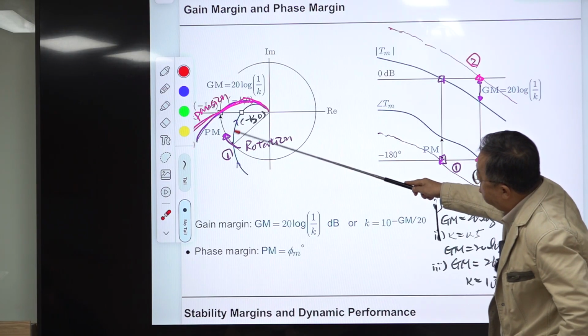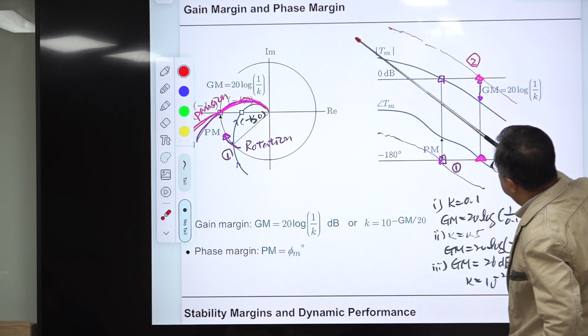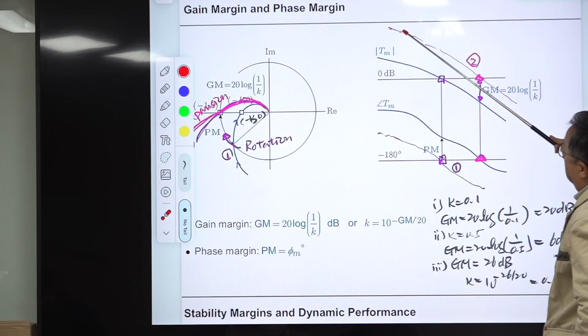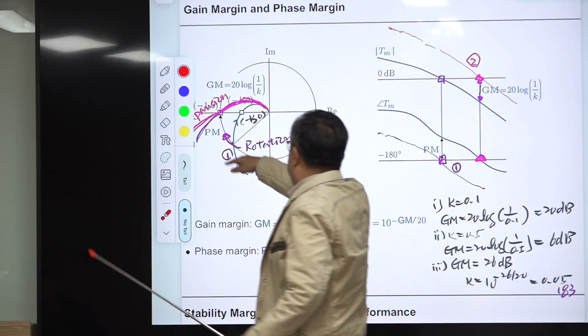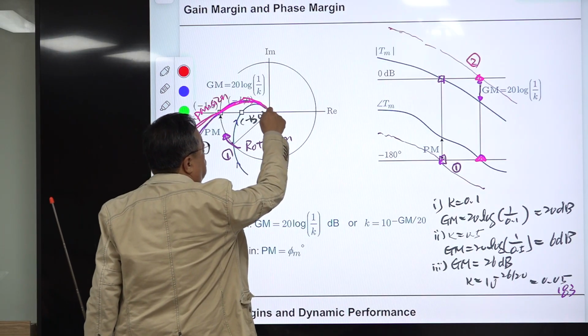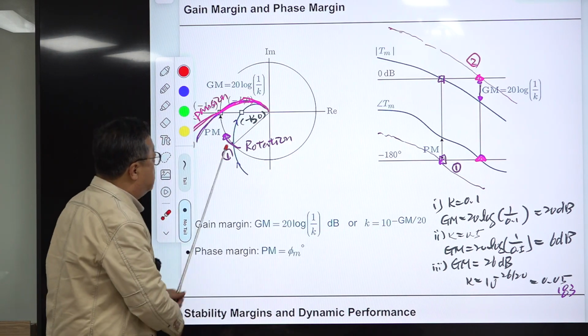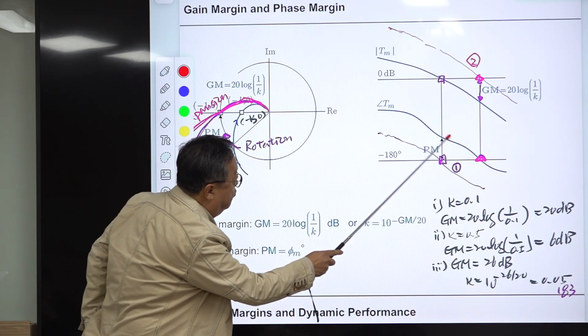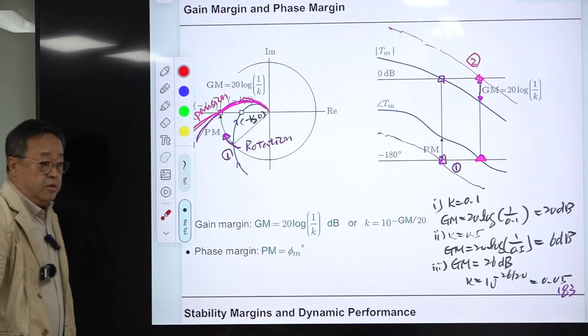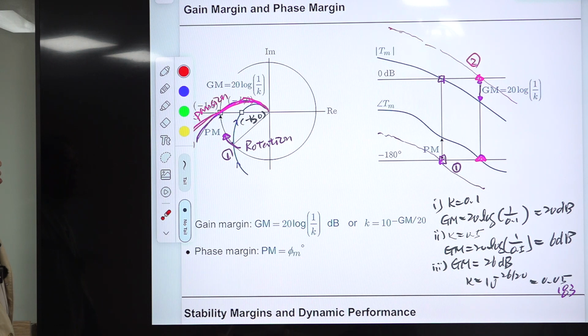So at low frequencies, phase is somewhere here, and the magnitude is very large, very large. At high frequencies, it approaches the origin with minus 270 degrees phase. Okay. All right. Let's think about the phase margin first.